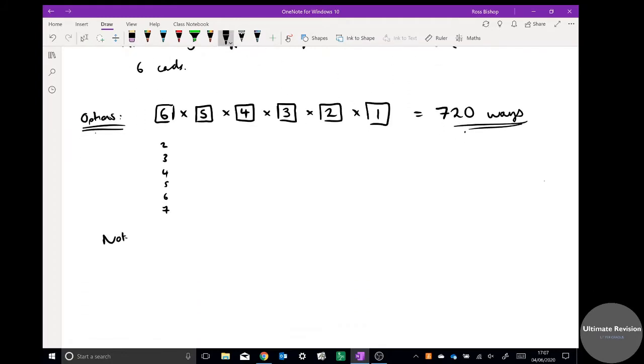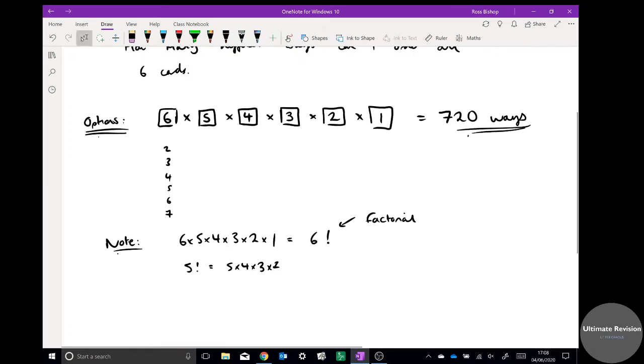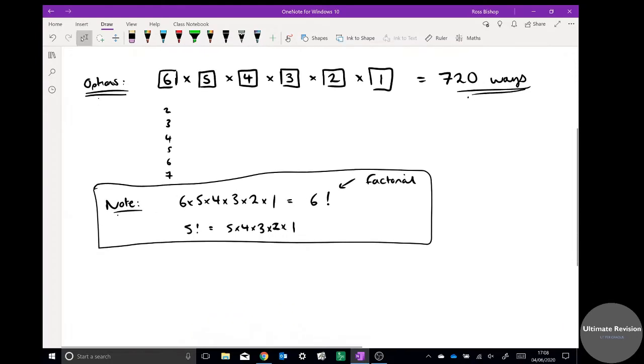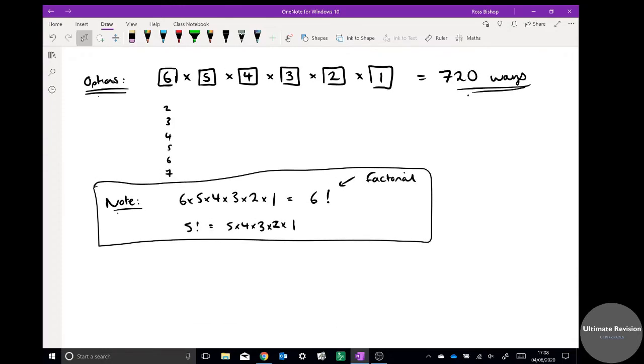Now, a useful thing to note at this point, a bit of mathematical notation. If you're doing 6 times 5 times 4 times 3 times 2 times 1, that is also known as 6 factorial, written with an exclamation mark. So something like 5 factorial would be equal to 5 times 4 times 3 times 2 times 1. For some of these problems, not all of them, we can use that to speed up the way we write our maths. So that's what the exclamation mark means: it's just multiplying all the numbers down to 1. Right, let's look at a different example now.